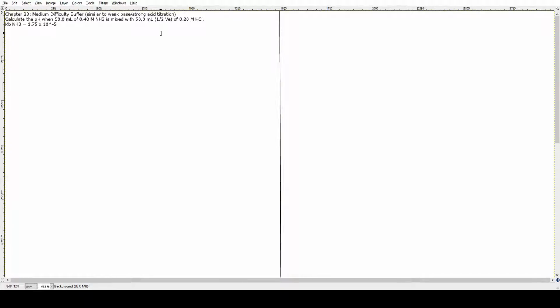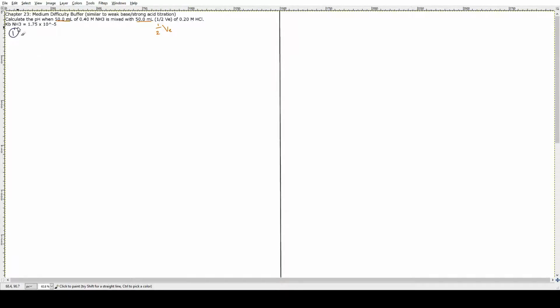So first off, let's touch on this 1/2 VE. This is usually written like this, 1/2 VE, and it means 1/2 equivalence volume. In other words, the volumes of our weak base and our strong acid are equal to each other. That's important. That'll come up later when we use the equation that's associated with buffers. What is that equation? It's the Henderson-Hasselbalch equation. We know that'll come up later when we're solving for the pH.